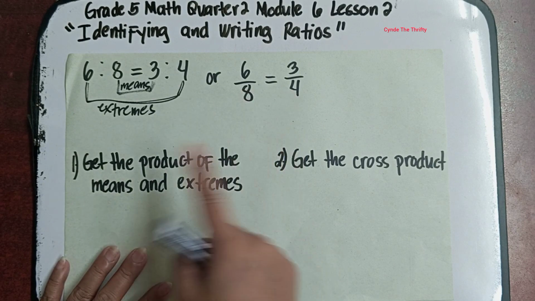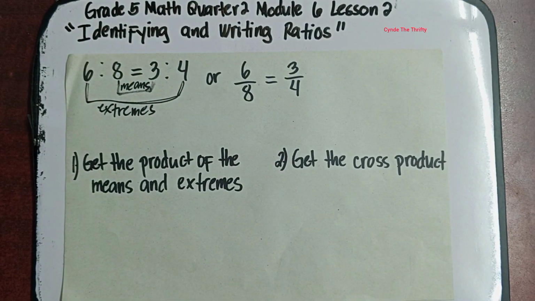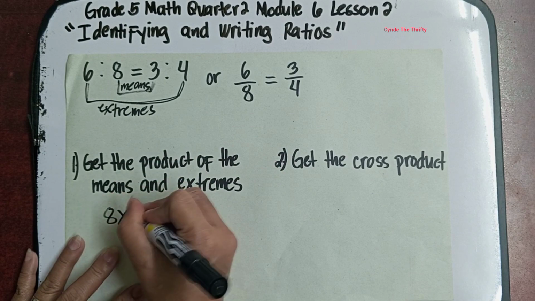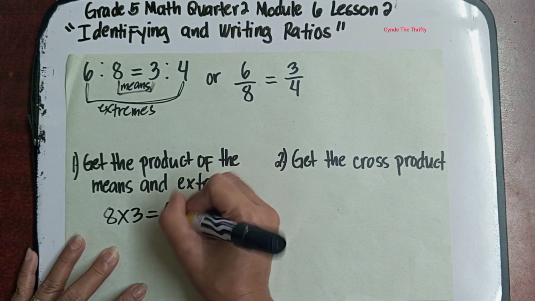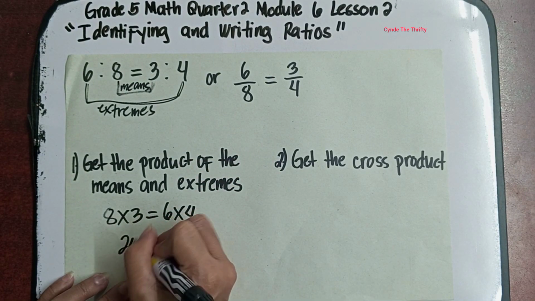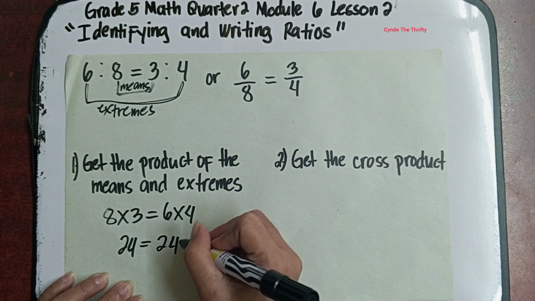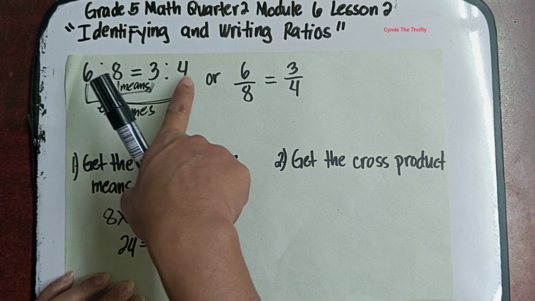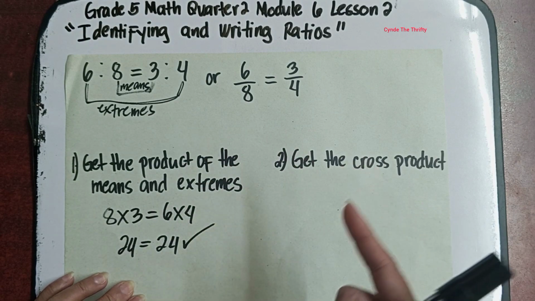So, ibig sabihin, i-multiply natin ang ating means at ang ating extremes. Okay? So, kapag i-multiply natin siya, ang ating means is 8 times 3 is equal to extremes natin 6 times 4. 8 times 3 is equal to 24 and 6 times 4 is equal to 24. So therefore, check siya. Ibig sabihin si 6:8 at si 3:4 is an equivalent fraction or equivalent ratio.